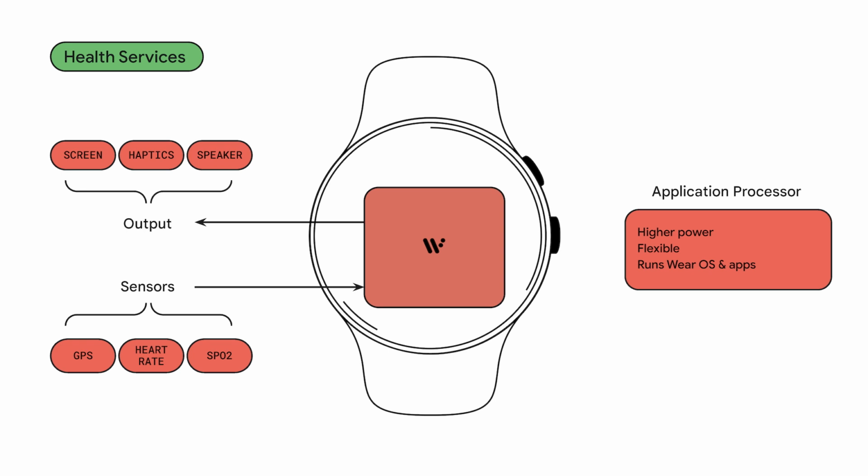On older smartwatches, these sensors and their algorithms were managed by each app on the main application processor, which would wake up whenever it needed to process data such as heart rate. This approach had a big impact on battery life.